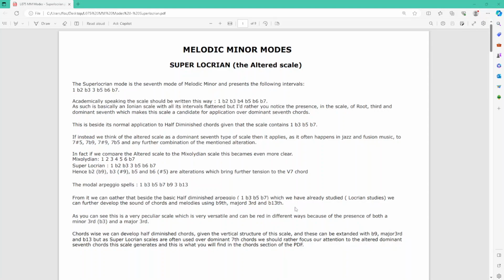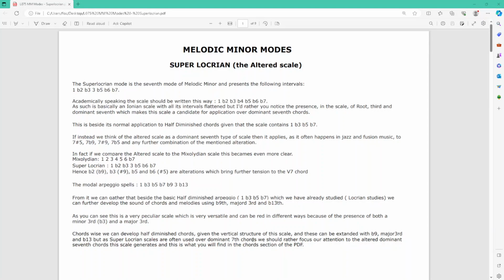It can be read in different ways because of the presence of both a minor third and a major third. So we have the minor third, but also the major third. Chord-wise, we can envelop a half diminished chord, given the vertical structure of this scale, and this can be extended with flat 9, major third, and flat 13. But as super Locrian scales are often used over dominant 7 chords, we should rather focus our attention on the altered dominant 7 chords this scale generates.